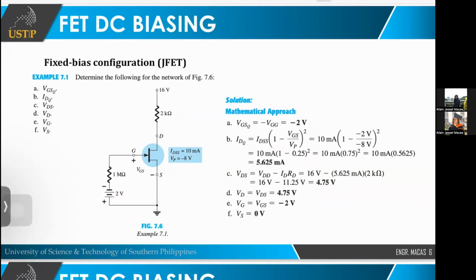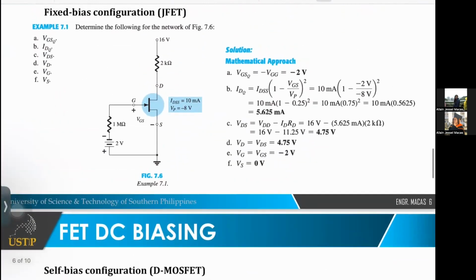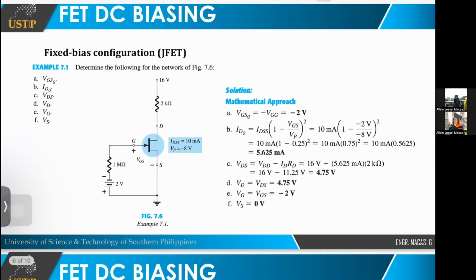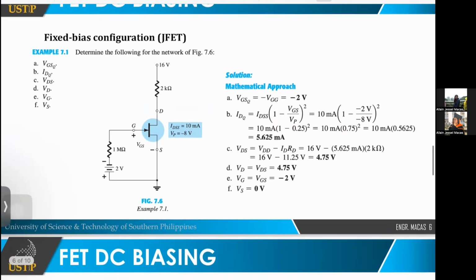So determine the following for the network here in your figure 7.6. We need the VGS and the ID of the operating point, the Q point, and also the VDS, VD, VG, and VS. So that's it, class. First, we'll have the mathematical approach. Okay, so there is no graph here. It just has no graph. We just need to solve.